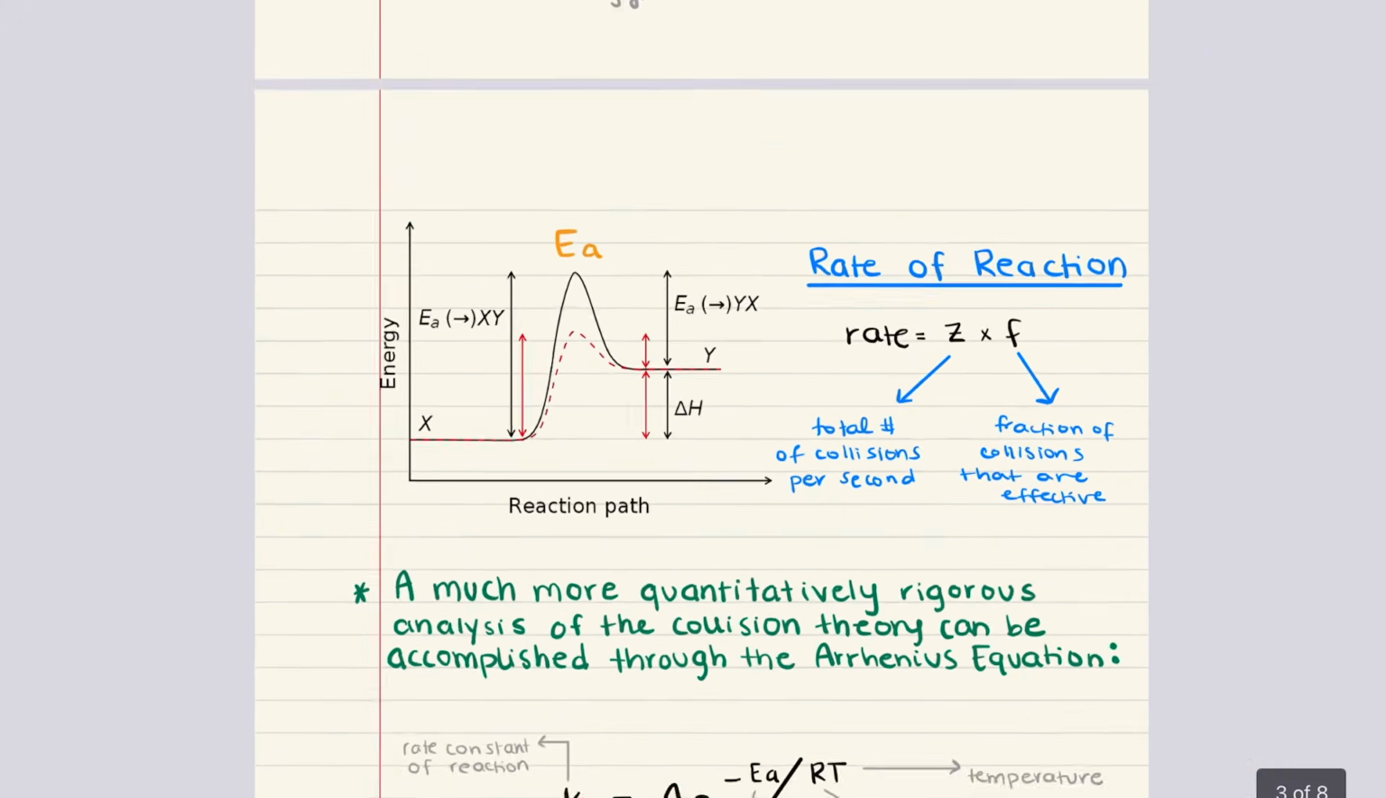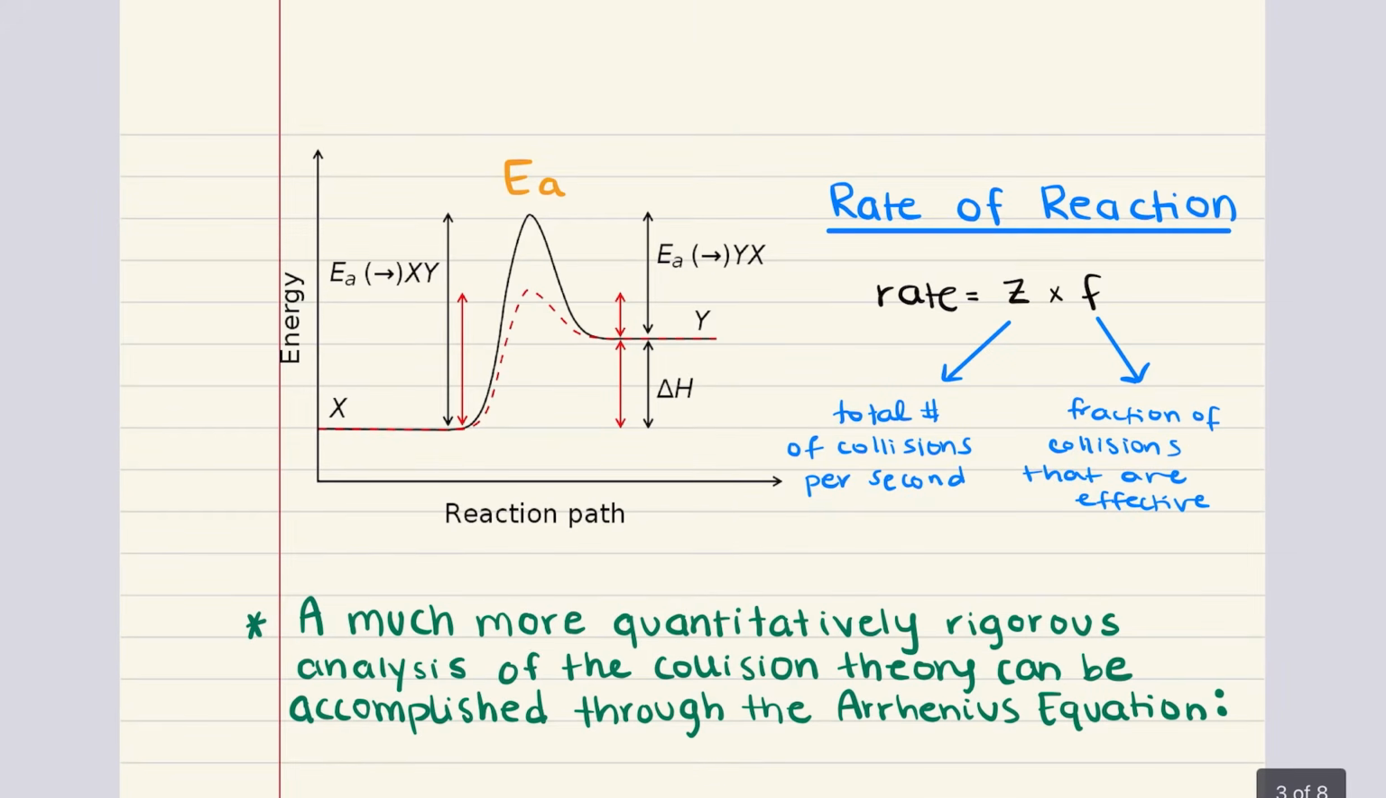Now, the activation energy is crucial in determining whether a collision will be effective. Only a fraction of colliding particles have sufficient kinetic energy to exceed this energy barrier, meaning that only a fraction of all collisions are effective. This leads us to discussing how we express the reaction rate. The rate of a reaction can be expressed using this formula. Rate is equal to Z times F, where Z is the total number of collisions occurring per second, and F is the fraction of collisions that are effective.